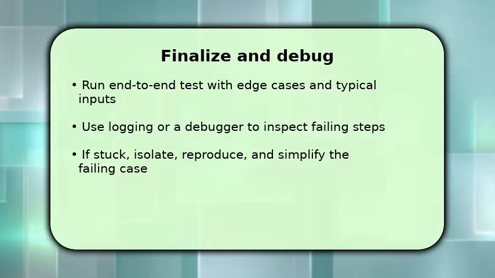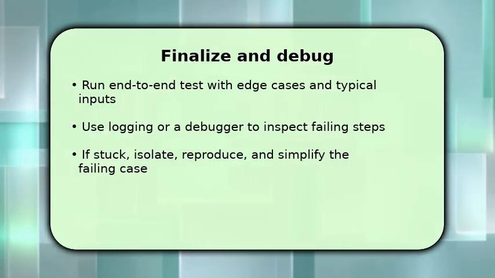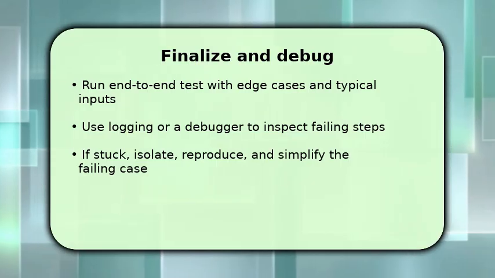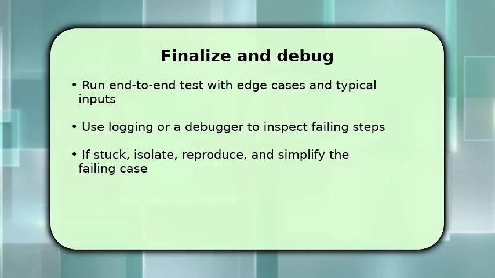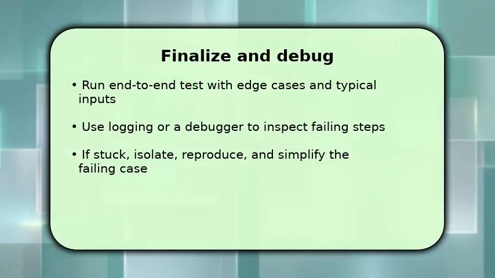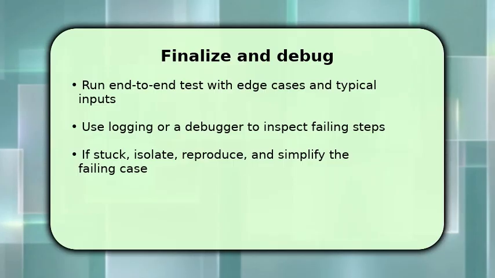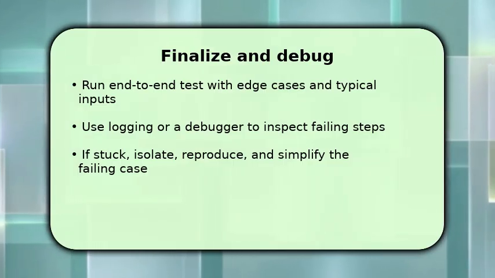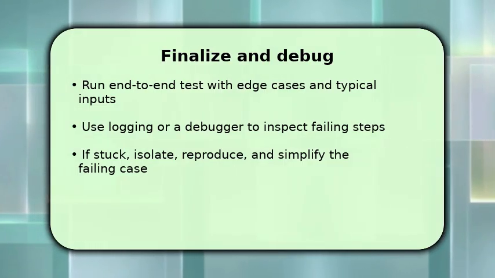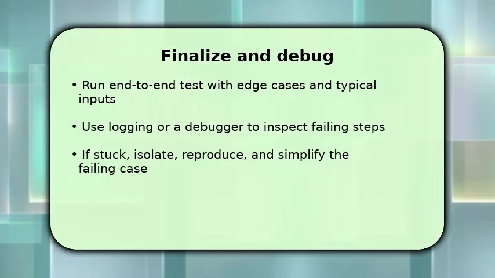When stuck, isolate the failing function, reproduce the issue with the smallest input, and simplify the scenario until the cause is obvious. A key troubleshooting tip: if tests behave inconsistently, add deterministic inputs or seed randomness to make failures reproducible.